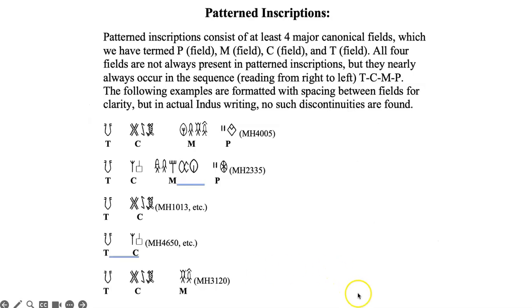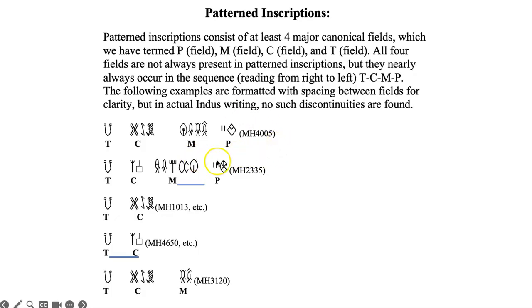All right, so let's look at pattern inscriptions, kind of for the balance of this presentation. And so here's some pattern inscriptions, and they're segmented, meaning I artificially put spaces between them. There are no such spaces in actual Harappan writing, okay? These kinds of discontinuities are not found, but this is for convenience only.